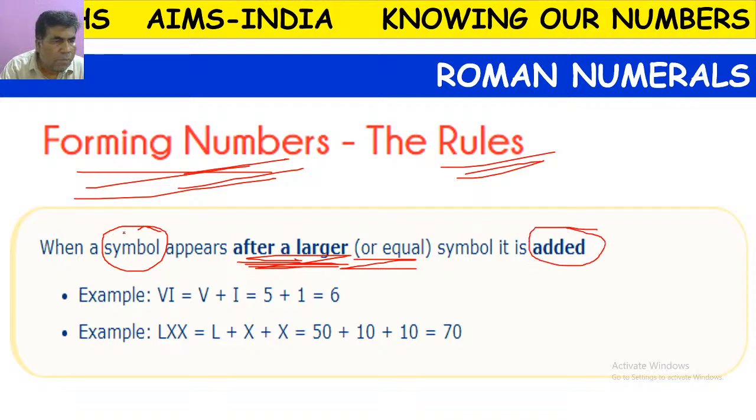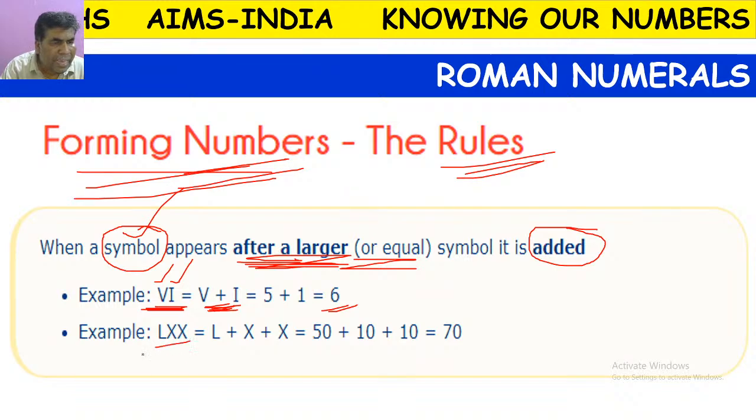So when a Roman symbol appears after a larger one, suppose you take VI. V is the larger. After that we have I. So after the larger number we have I. What do we have to do? We have to add both the symbols. So the answer is 6.